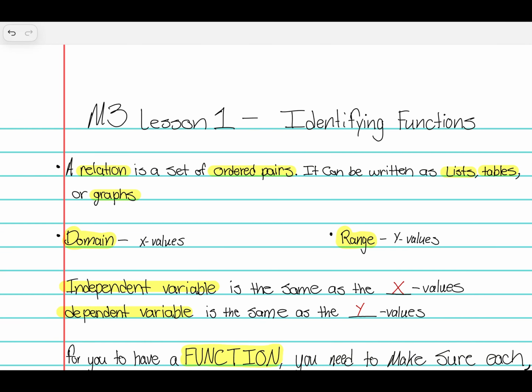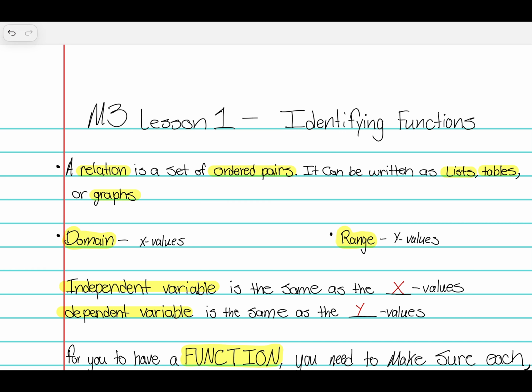All right, class. So we're about to begin Module 3, Lesson 1, which is identifying functions. Now, before we go into our examples, we need to look at some key things and facts about what a function is and some definitions. So the first definition we have is a relation.